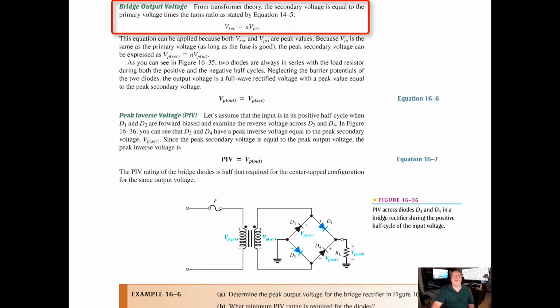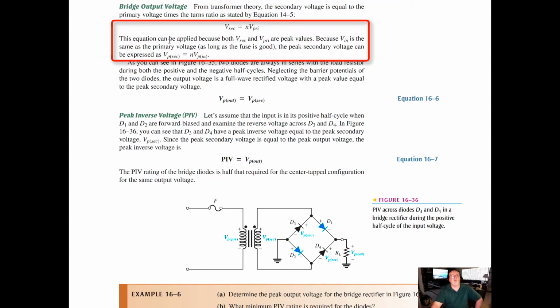From transformer theory, the secondary voltage is equal to the primary voltage times the turns ratio, as we saw earlier. So in this relationship, V secondary is equal to the number of turns N times V primary. This equation can be applied because both V secondary and V primary are peak values.